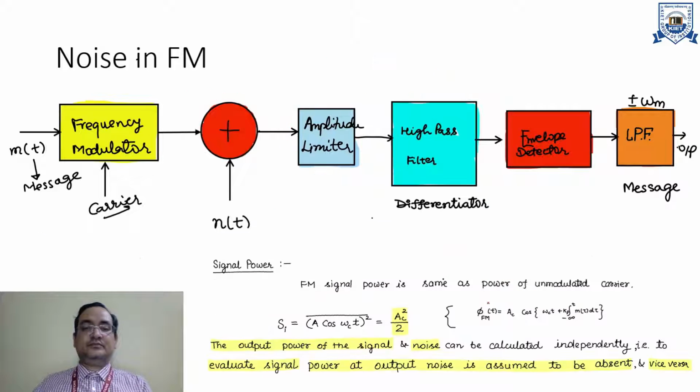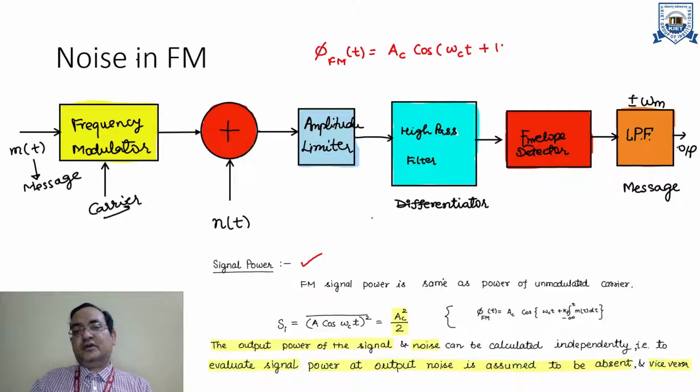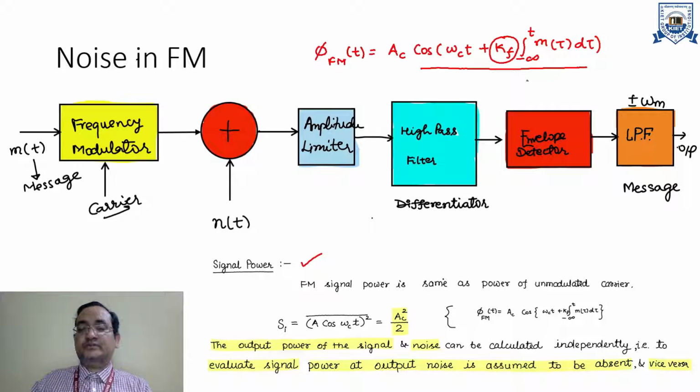Right? So for the signal power, as I have already mentioned, the frequency modulated signal is equal to AC cos(omega_c t plus k_f times the integral from minus infinity to t of m(tau) d tau). Sometimes this k_f is also replaced by 2 pi k_f, but right now I am assuming that k_f is just the frequency sensitivity. I am not taking the dimension of k_f.